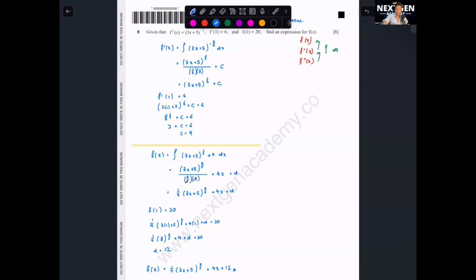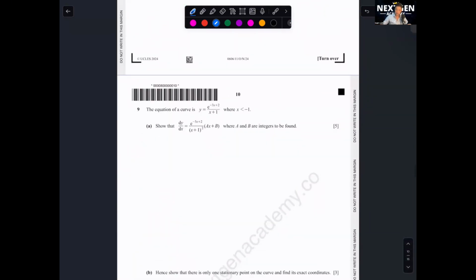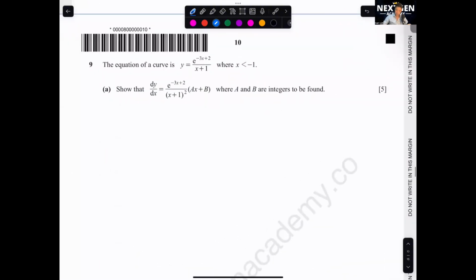All right, question 9, I think also is quite okay. Question 9 is a differentiation question. Equation of the curve y equals this, where x is less than -1. Show that dy over dx can be written into this form, where a and b are integers to be found. What rule do we use over here? Can you figure out already? What rule do we use here?